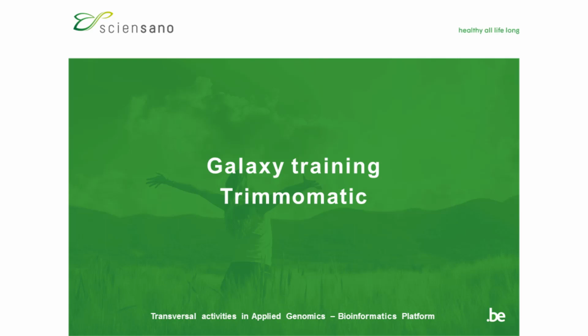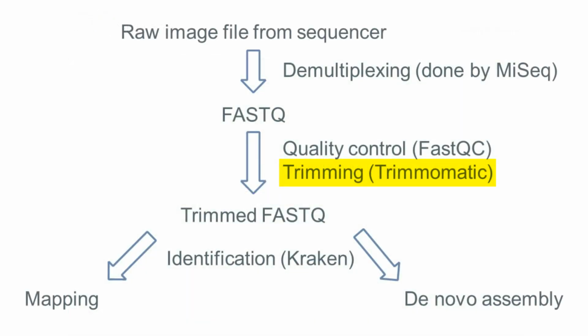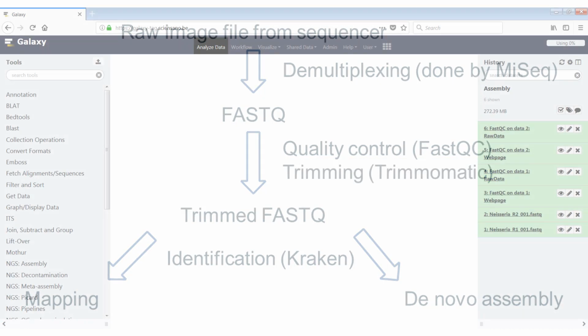In the video on quality control and FastQC, we saw that the quality drops at the end of the reads. This means that there is a high error rate, which could have a large influence on the downstream analyses. In the next step of the workflow, we will filter out low quality reads and trim the reads that have low quality base calls at the end of the read. We can do this with a tool called Trimmomatic.